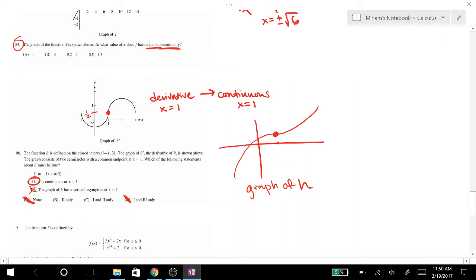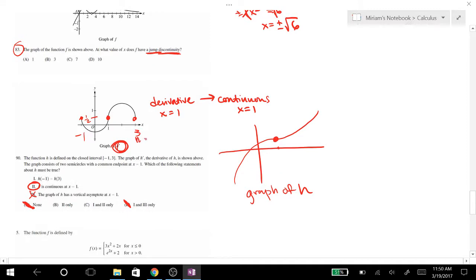Now I have to check if 1 is true. h of negative 1 is h of 3. Remember, this is h of negative 1, this is h of 3. This graph is of the derivative, not of h. This is not h. So even if the y values of this graph are equal to each other, it doesn't mean that h of negative 1 is necessarily equal to h of 3. So 1 is not necessarily true, okay? So B is the answer.